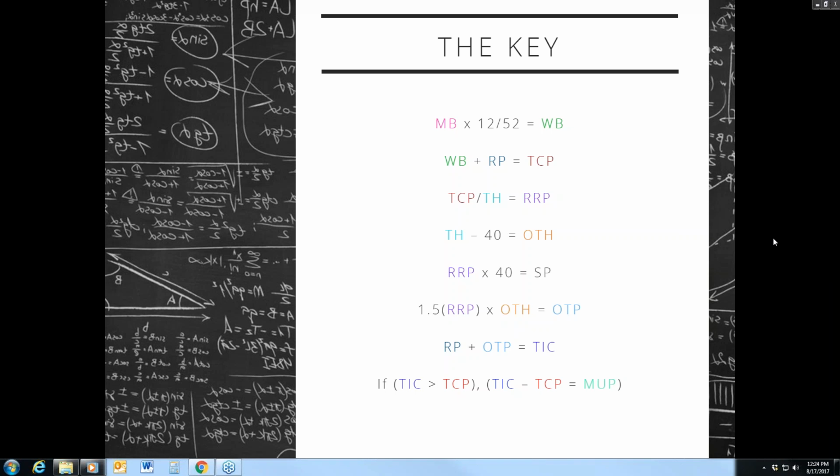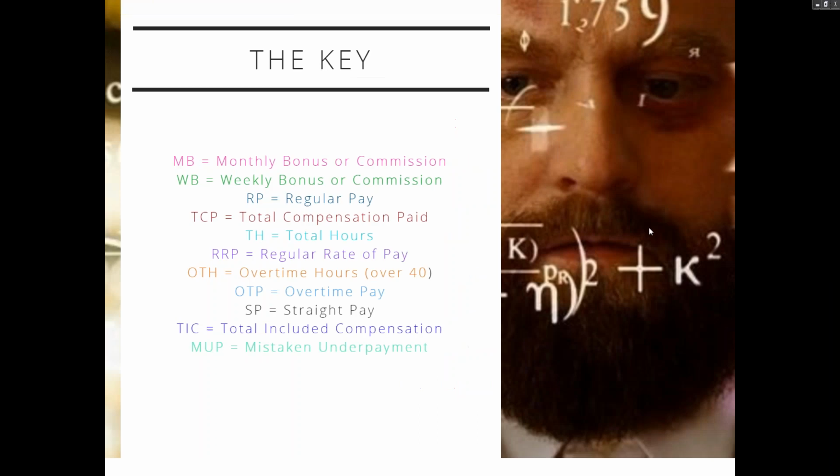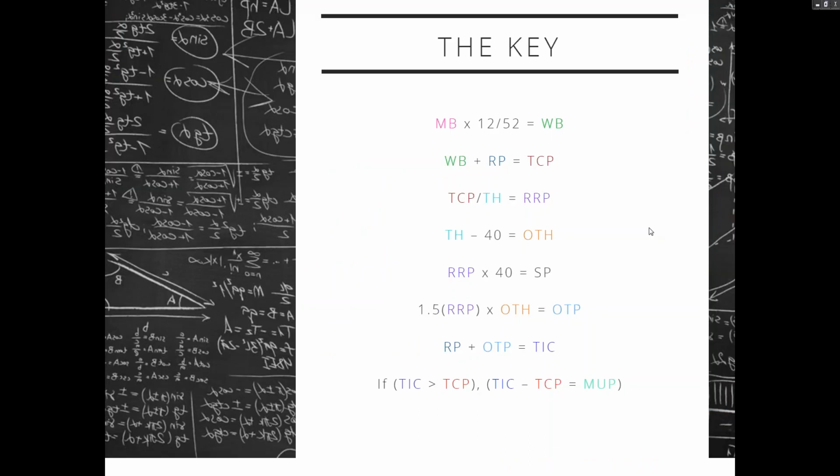So here we've got the key. Sorry, I'm going to jump back and forth between these two. So we've got the monthly bonus or commission. So we're going to multiply that times.